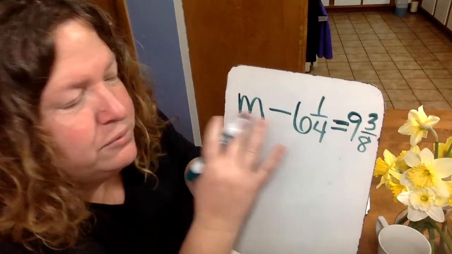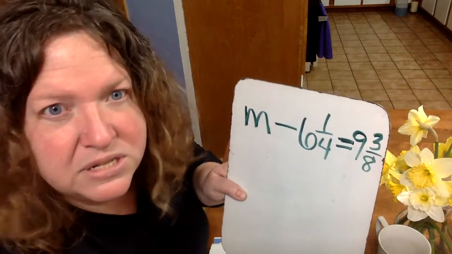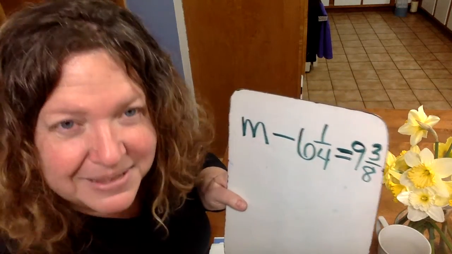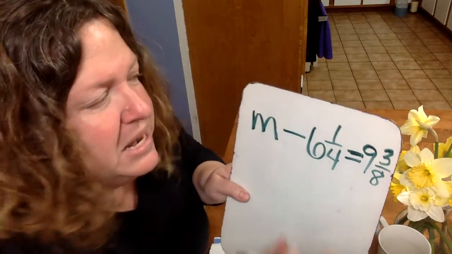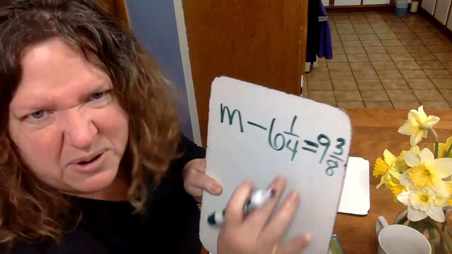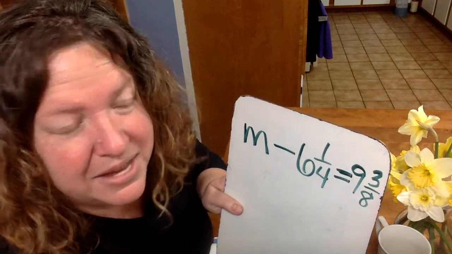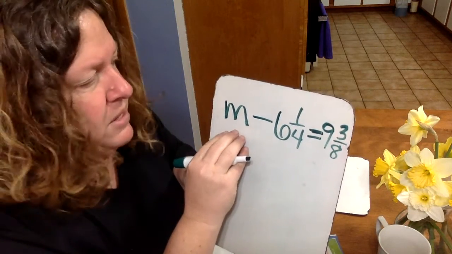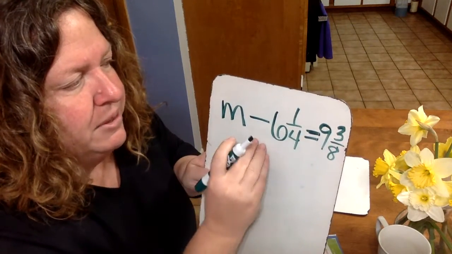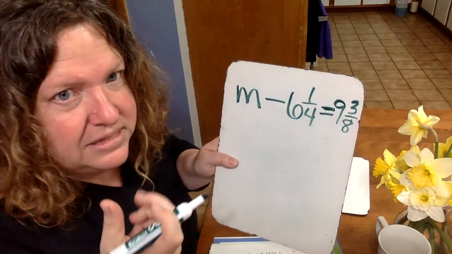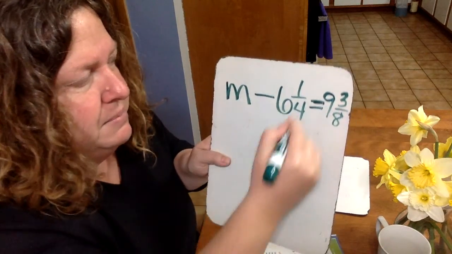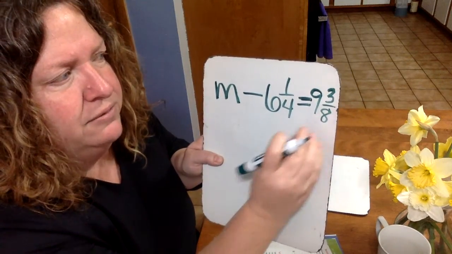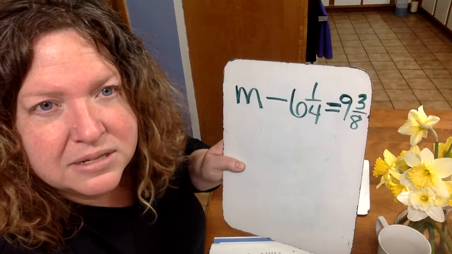Now, remember if we modeled this out, if you're stumped right now, go ahead and model it out. Please, please, please do it. It's hard to model things that are like fractions or decimals, and I totally get that. But think about a mystery amount, something we don't know. Then think about taking away 6 and 1/4 from that mystery amount. And what's left is 9 and 3/8.